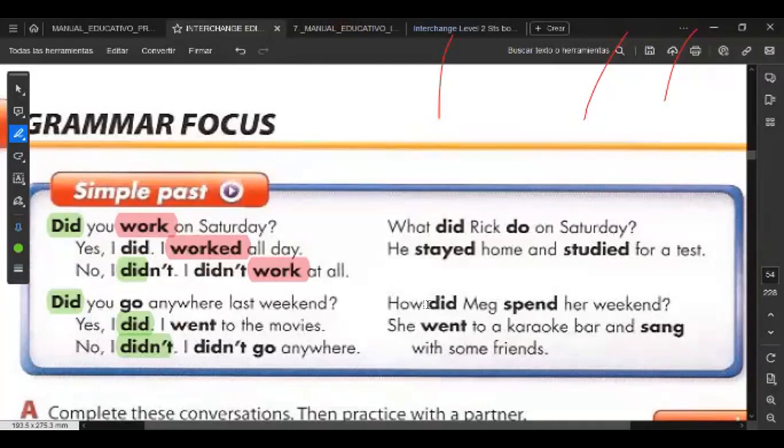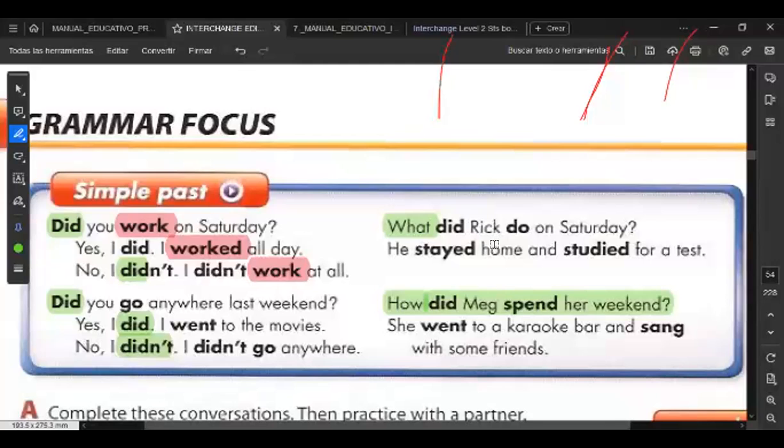Pero si tuviéramos aquí, por ejemplo, how, okay, how did Rick do, aquí no es pregunta cerrada, sino que es pregunta abierta, ¿verdad? Igual aquí, es pregunta abierta. ¿Qué hizo Rick el sábado? Entonces, aquí este primer did es el auxiliar de la pregunta que no significa nada. Y este segundo do es el verbo principal. ¿Qué Rick hizo el sábado? Sabemos que este hizo por el did. Entonces, esta es una pregunta abierta que dice, ¿qué hizo?